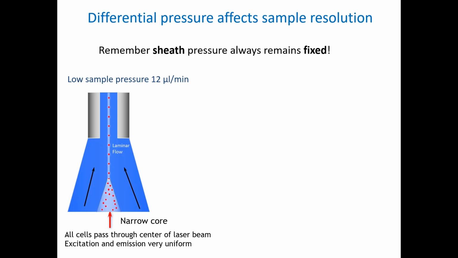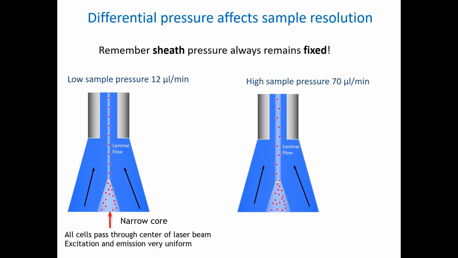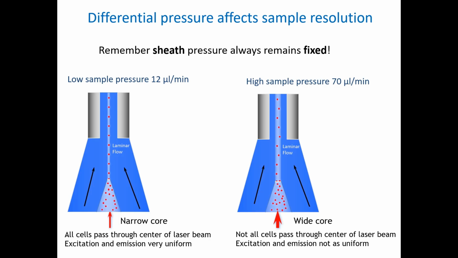This means that all of the cells pass through the central highest power area of the laser beam, and their excitation and emission are very uniform. If you push the pressure up, here at 70 microliters per minute, the core stream is wider, and the cells are dispersed across that wider core, so not necessarily in the center of the laser beam. Excitation and emission are less uniform.